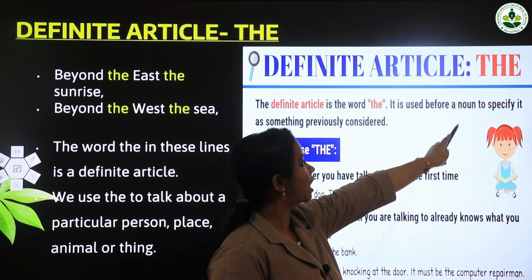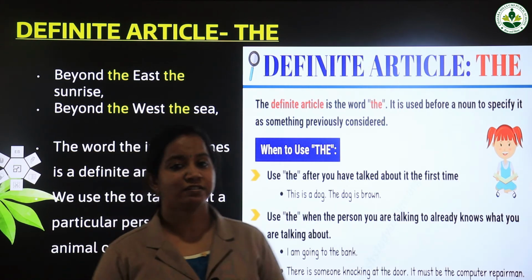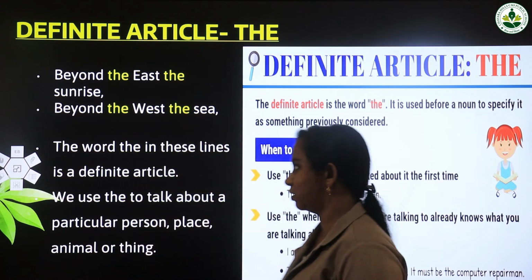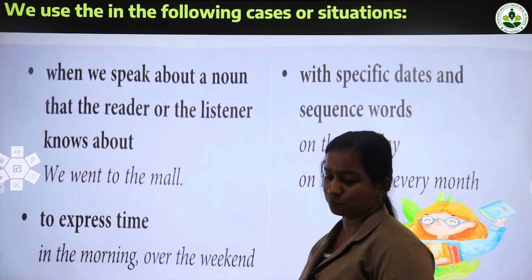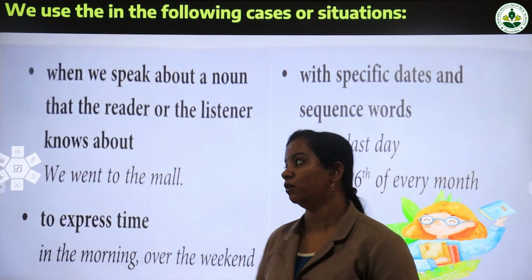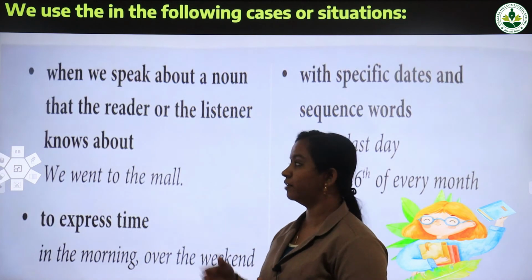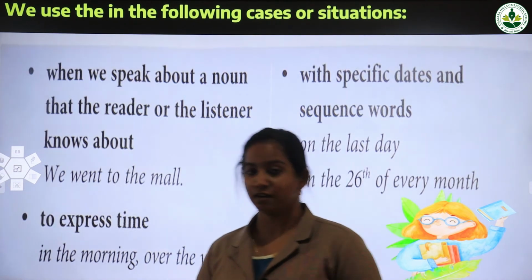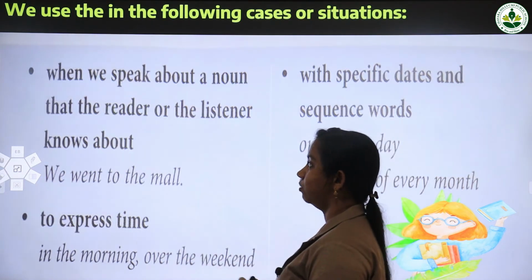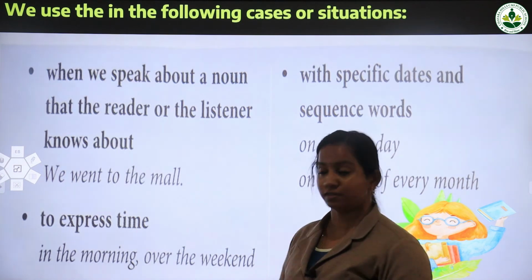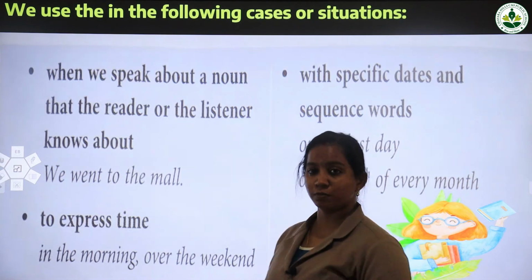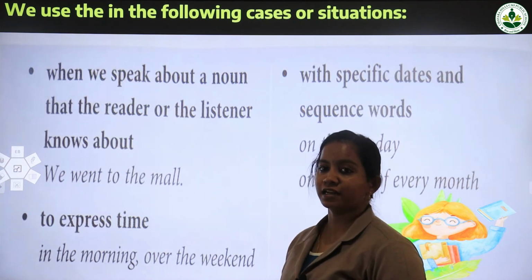A definite article is the word the. It is used before a noun to specify it as something previously considered. That means we are sure about this noun. That is what this sentence means. Now in your textbook, pages 120 and 121, you could see a big blue color box. We are going to discuss in which situations we use article the. We use article the when we speak about a noun that the reader or the listener knows about. If the reader or listener knows about the noun, we will use article the before this noun.